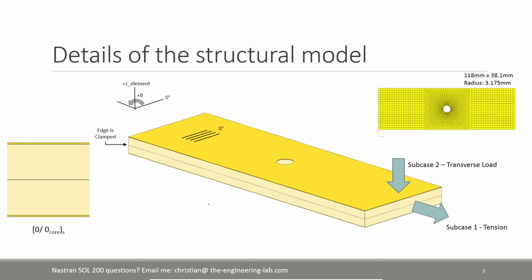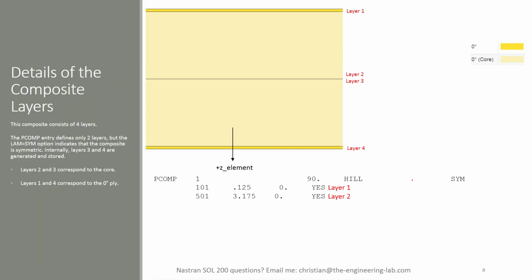For this example, we'll be dealing with this very simple composite coupon. We are going to go ahead and fix this on one side, and on the other edge, we're going to apply 2 loads. One load is going to be a simple pull, and then the second load case is going to involve a transverse load.